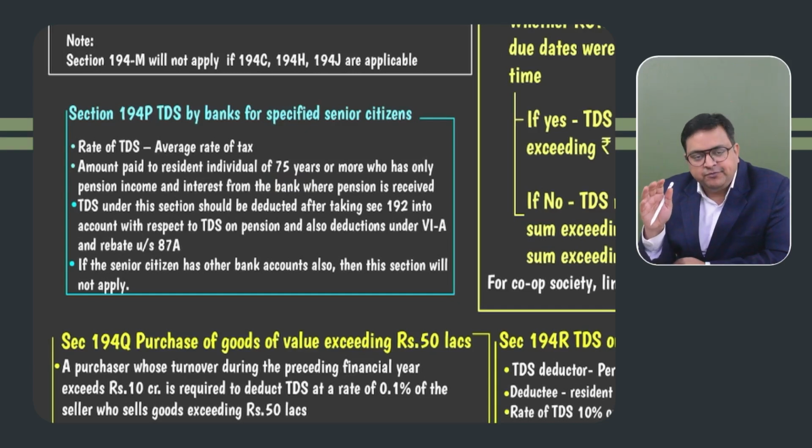So if 194P TDS is deducted, what is the rate of TDS? There is no such rate. It depends on the average rate of that person, whatever is the pension plus whatever is the interest which he is receiving on his savings account, FD, etc. Because the bank would be knowing how much his income is, they will be deducting tax at the average rate. Whatever is his tax liability, they will be deducting tax as such. But if this person has more than one bank account, then 194P would not be applicable. If TDS is deducted under 194P, then this person is relaxed from filing the return of income. So this person is not required to file the return of income.